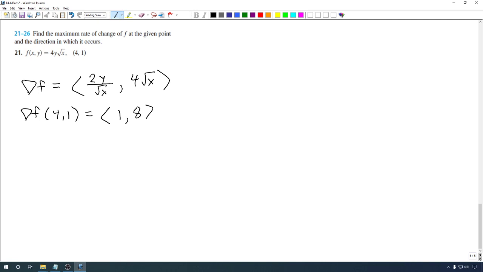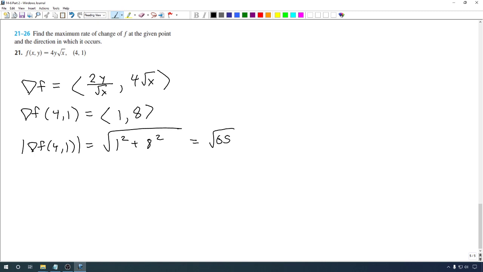That tells us the direction of the greatest change. And if we were to look at the magnitude of this, that's the square root of 1 squared plus 8 squared. The 8 squared has the biggest effect here. It's 1 plus 64. We have the square root of 65. And that gives us the maximum rate of change as we move away from that point.